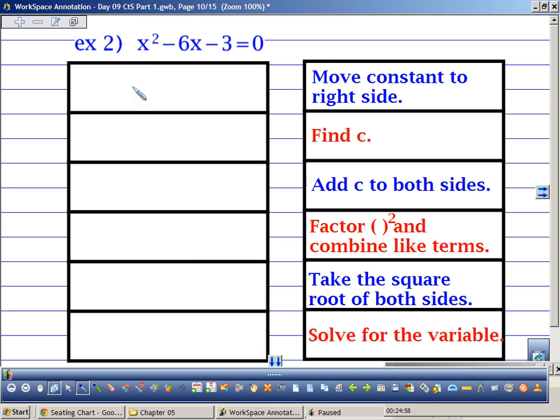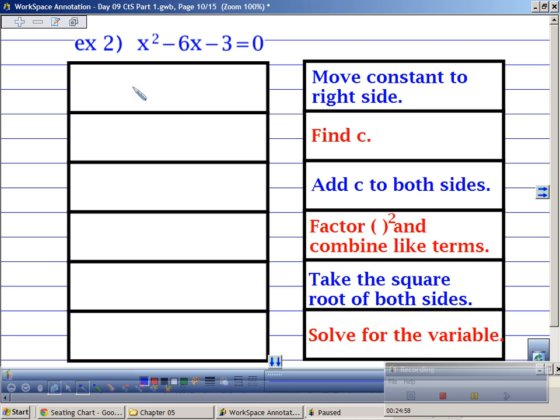Popcorn. Let's start with Russell. How much do you, Russell? X squared minus 6x. X squared minus 6x what? Equals positive 3. And I just put my boxes in here.